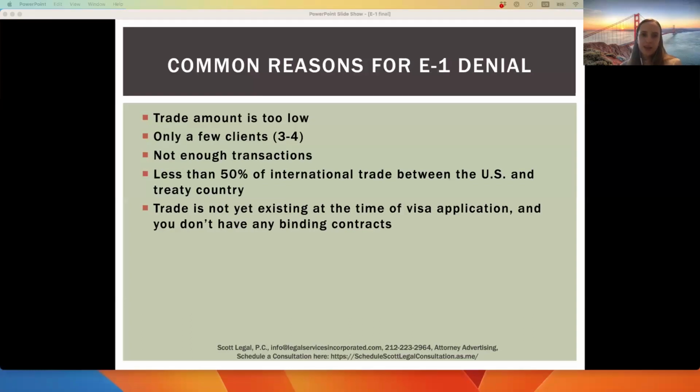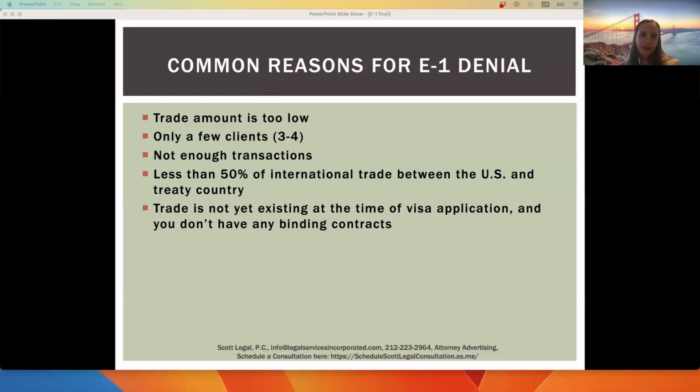Let's say you have been trading with the US for the last couple of years, but the trade has always been below 50%. Then you just don't meet one of the requirements, and that may be a reason for denial.